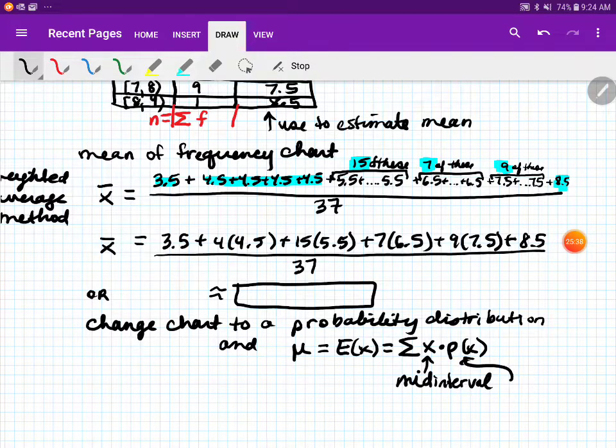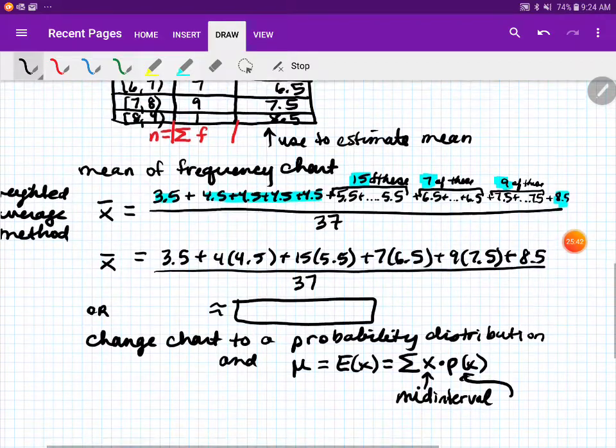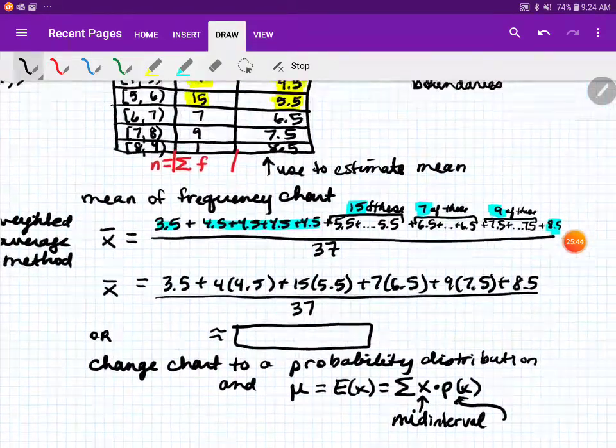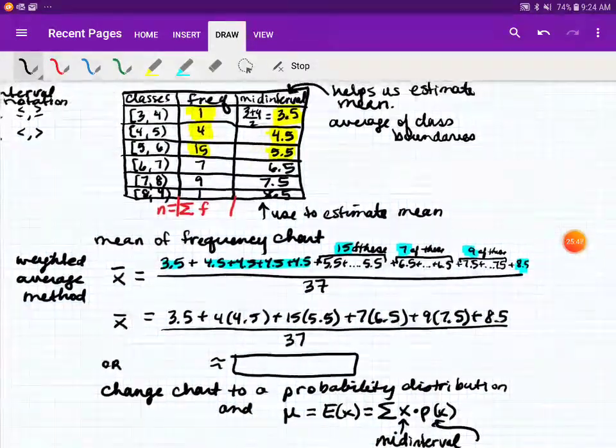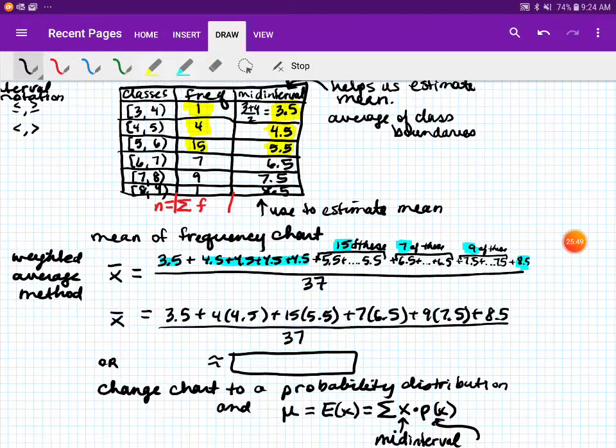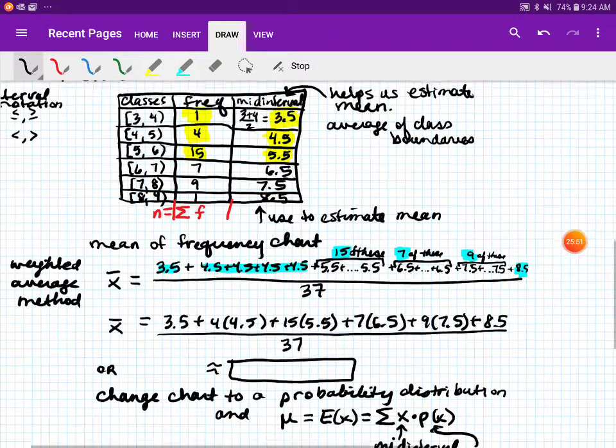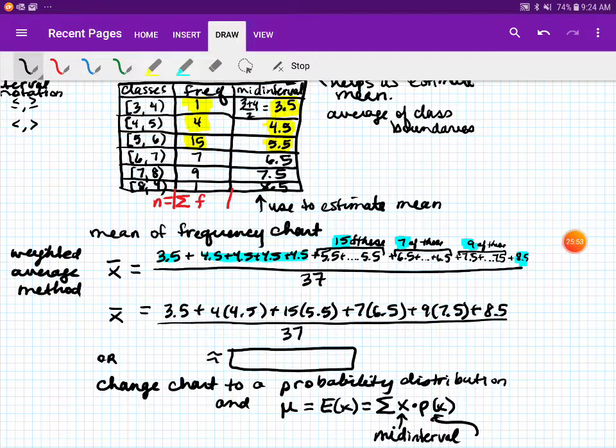But how do you find the P of x? So how am I going to find the P of x? If we go back up, let's think creatively. What you can do, and I'm going to add this in red, is you can add another column. So you're going to add another column and call it P of x.